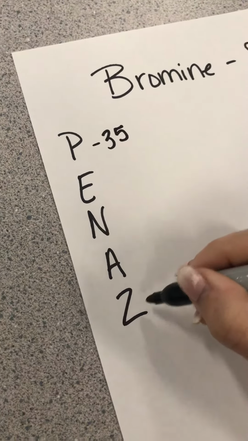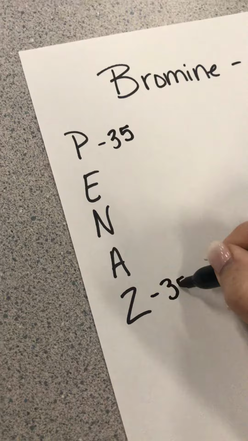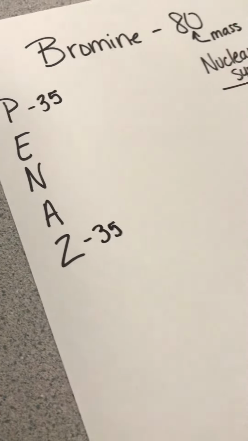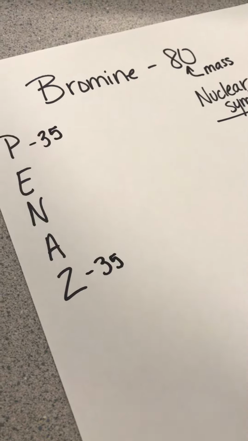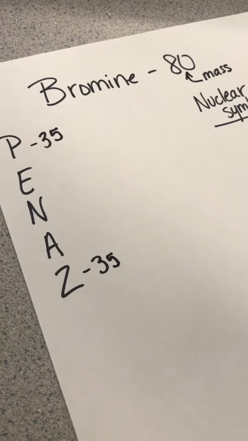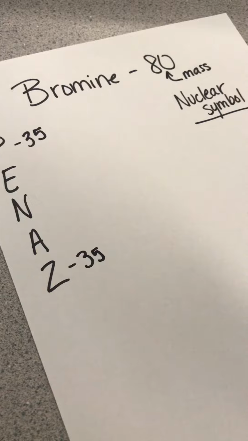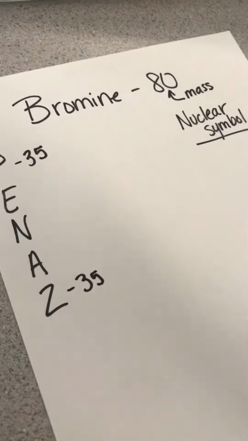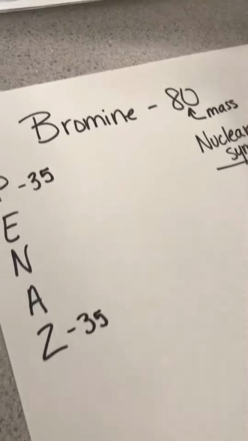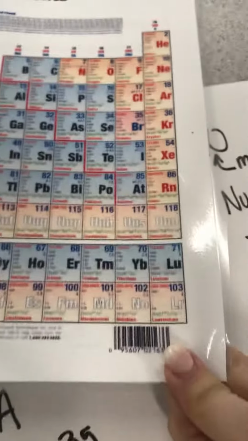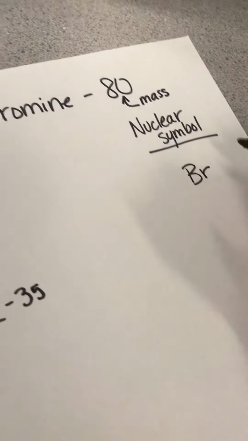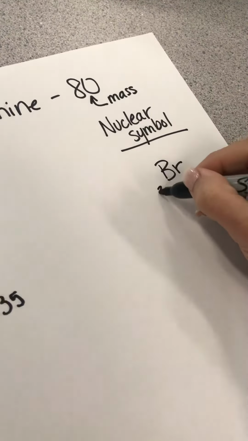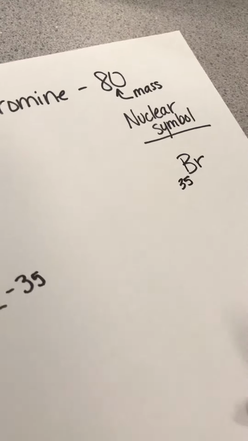And remember that Z stands for atomic number, so P and Z should always be the same. That is the only thing we look up on our periodic table is the atomic number. Everything else for PENAZ and the nuclear symbol we get from the information given. We also will need the symbol for bromine, which is Br for our nuclear symbol. So we're going to put Br. And remember that on the atomic symbol, 35 goes in the bottom left.